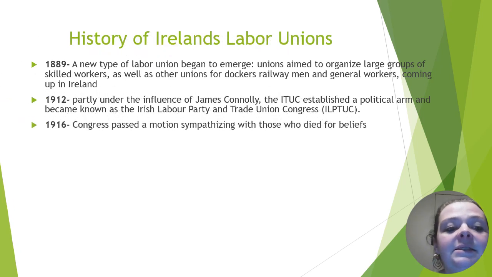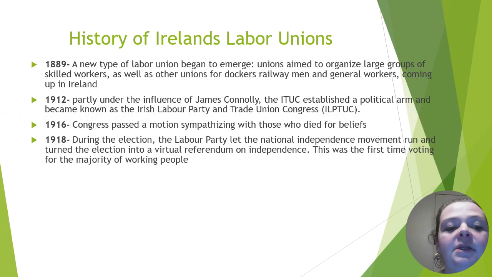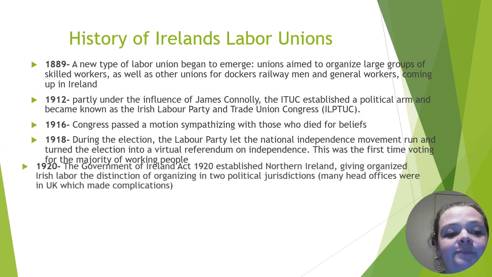In 1916, Congress passed a motion sympathizing with those who had died for their beliefs and trying to get this union started. In 1918, during the election, the Labour Party let the National Independence Movement run and turned the election into a virtual referendum on independence. This was the first time that a major majority of the working people voted. It basically became a semblance of independence at the time.